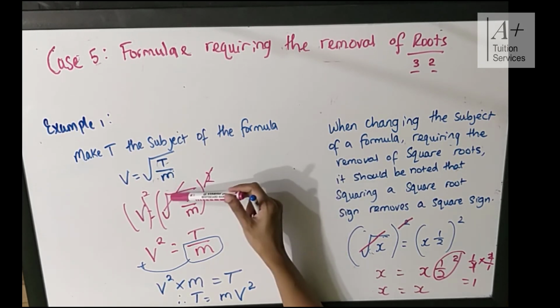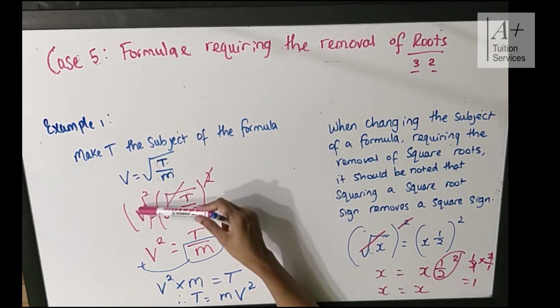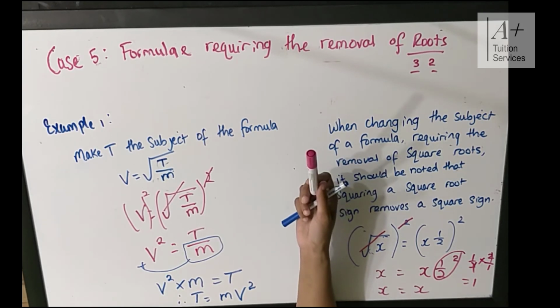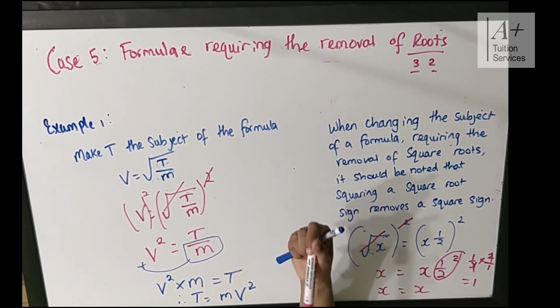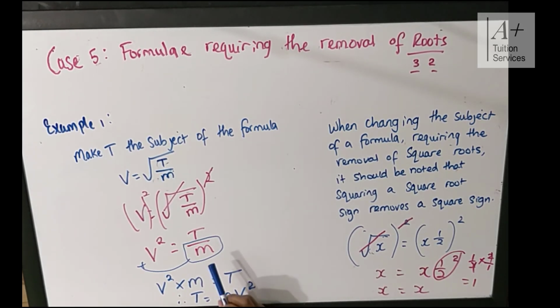The square number will eliminate the square root, and we'll end up with a square number on our left-hand side, but that's okay. We're not doing anything with this. We need to get T. So by doing this now, we're moving across the M, which is divided by M here, so it will go across and become multiplied. So V squared multiplied by M is equal to T. Therefore, T is equal to MV squared. Okay, so this was example 1.